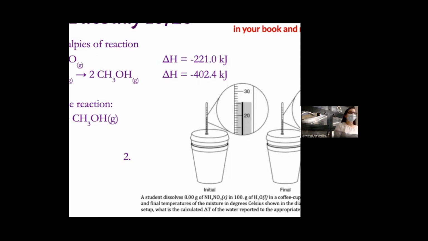So a lot of the work today is going to be on the document camera. So I'm going to be back here. I printed out the do now so I can do it on the document camera so that way you guys can still see it.